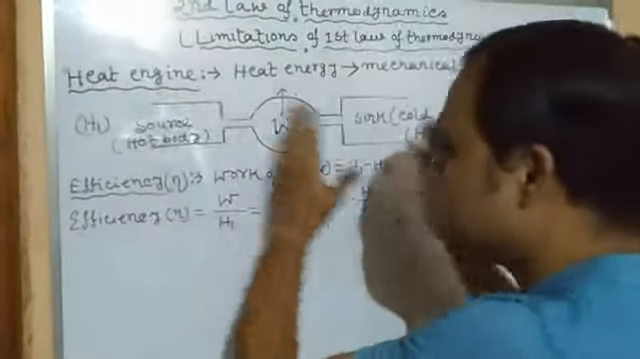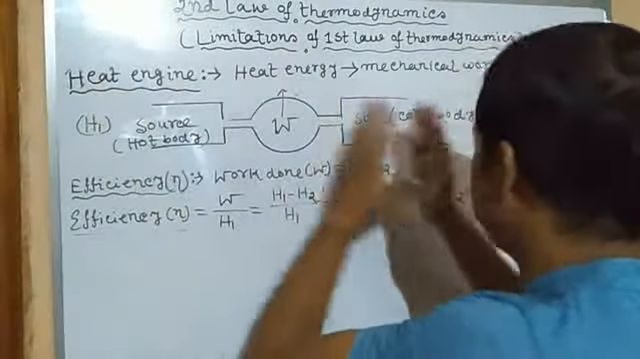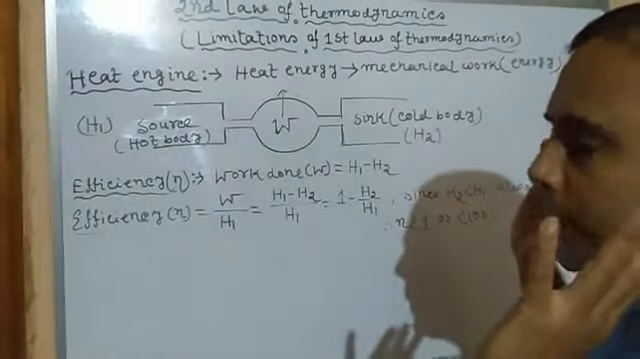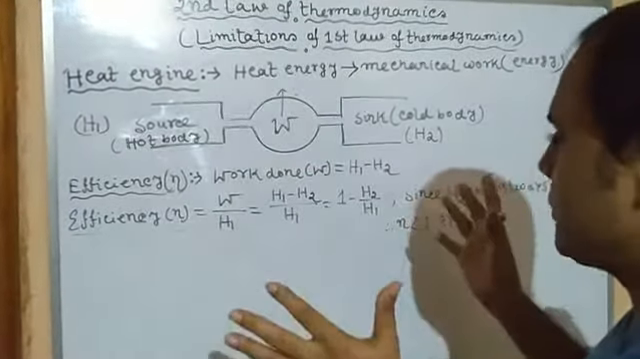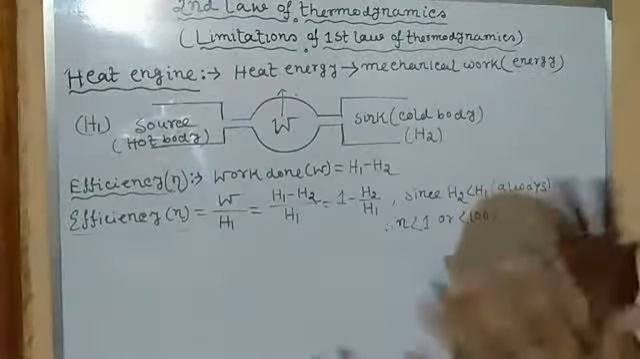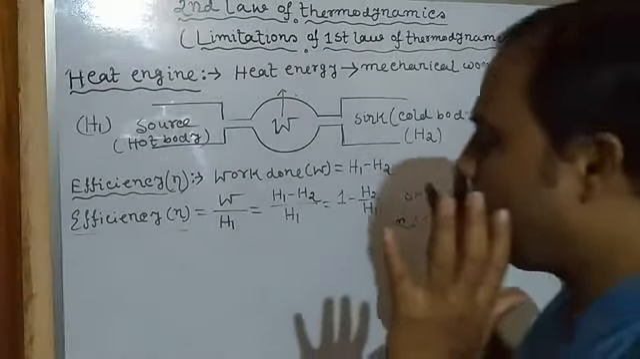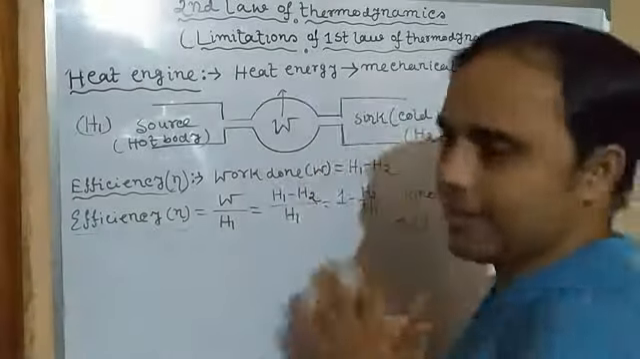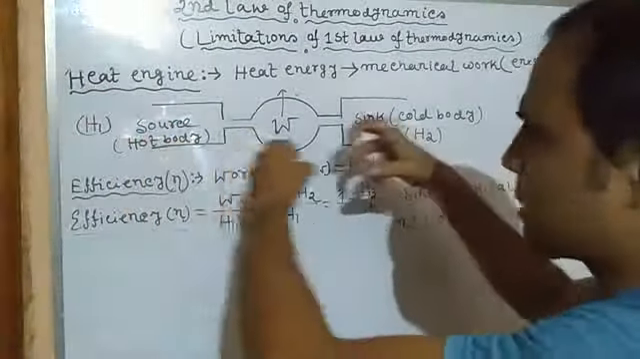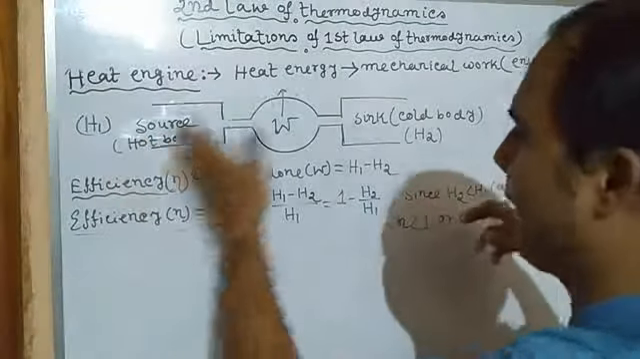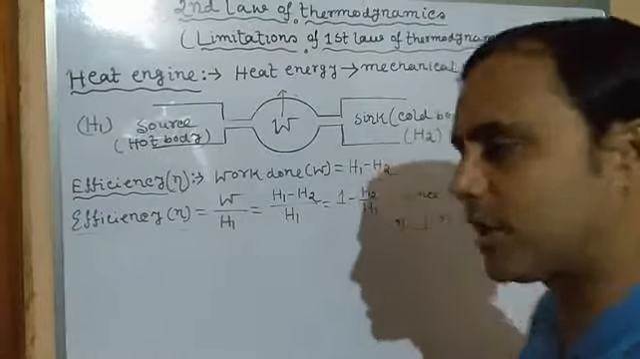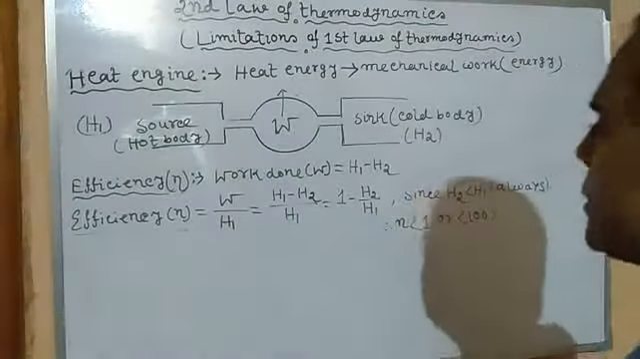So obviously, if we subtract H1 minus H2, we get the amount of work done by the working substance. How? What is the amount of heat it has utilized? It is very easy. H1 heat is used, then the rest is H2. So if you subtract, the amount of heat H1 minus H2 is utilized by the working substance to do the mechanical work.